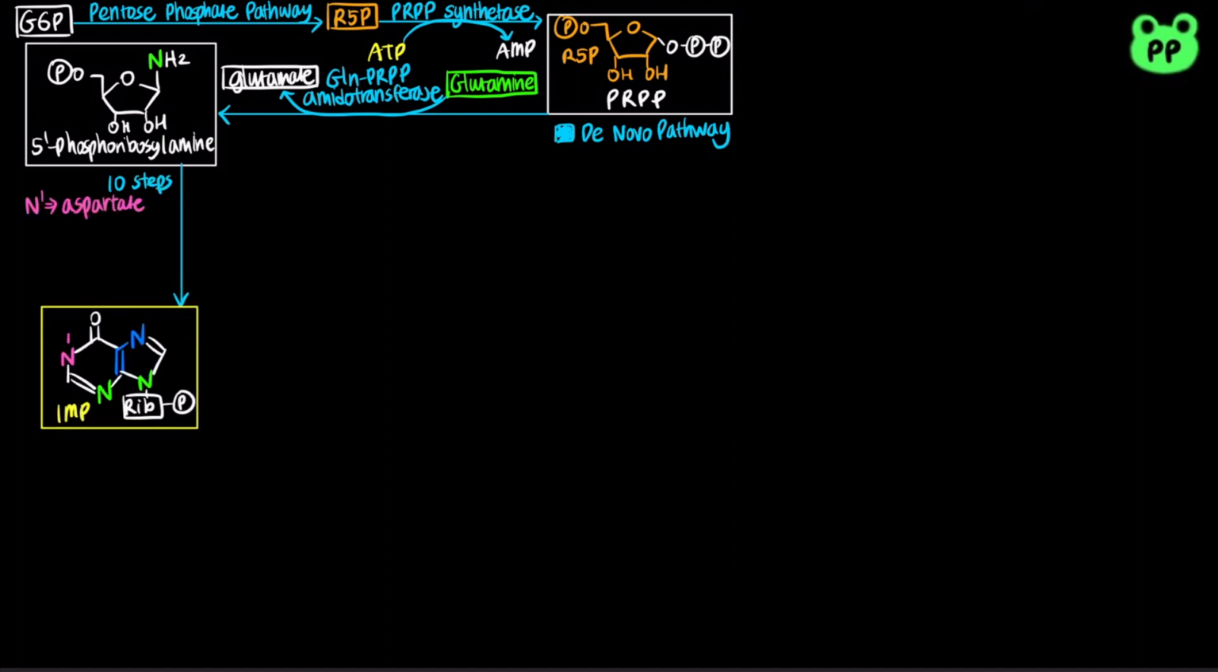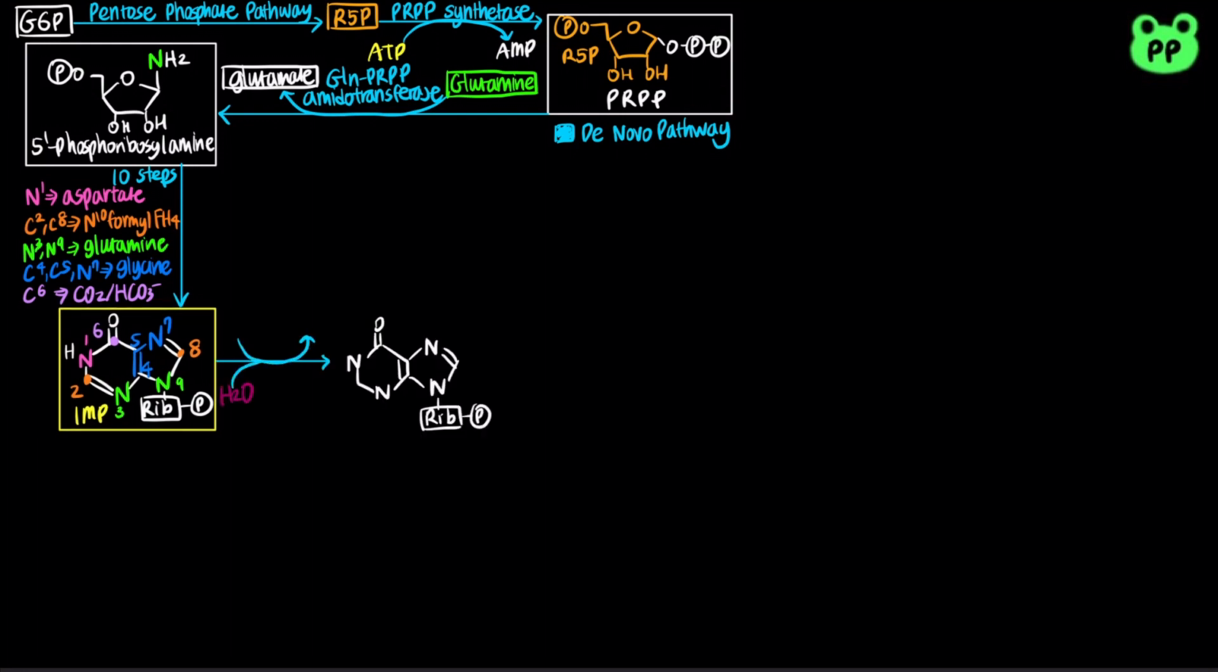Nitrogen 1 is derived from aspartate, carbons 2 and 8 are derived from N10-formyl tetrahydrofolate, abbreviated as FH4. Nitrogens 3 and 9 are derived from glutamine, carbons 4, 5, and nitrogen 7 are derived from glycine, and carbon 6 is derived from carbon dioxide. IMP serves as a precursor to other purine nucleotides.